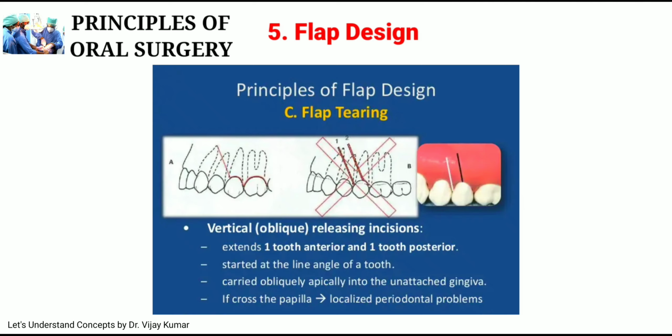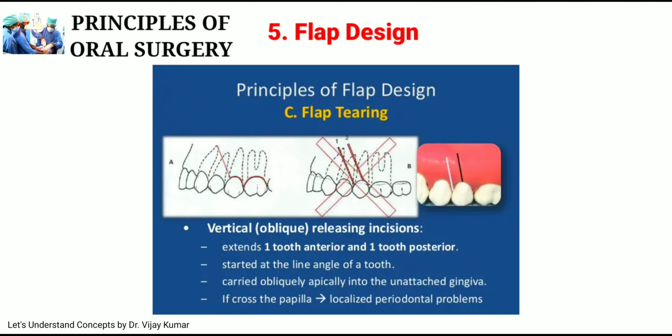And if you see in picture A, the vertical releasing incision is extending one tooth anterior, right? But if you see in picture B, it is not. In picture B, the first vertical releasing incision is extending one tooth anterior, but the second one is in the wrong position. The second one should be going posteriorly, but it is going anteriorly, making it parallel to the first incision. That is wrong. So picture B is wrong.